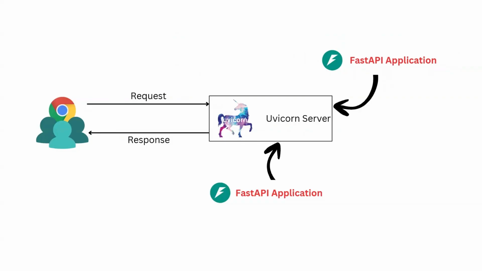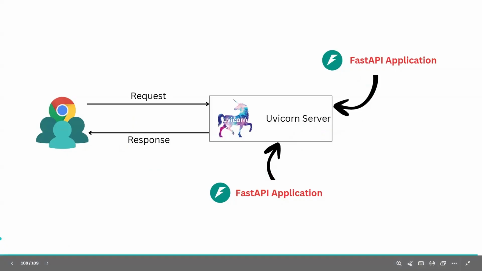But Uvicorn is the engine that actually runs your FastAPI app, listens to the incoming request and sends back the response. So if you are sending a request, it will go to Uvicorn. Uvicorn will call the FastAPI code, that particular API. It will process it, and then Uvicorn will return the response.